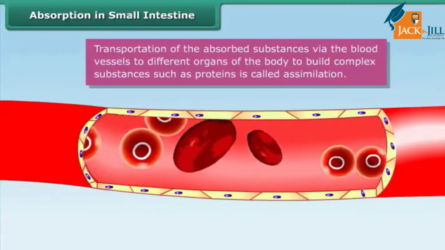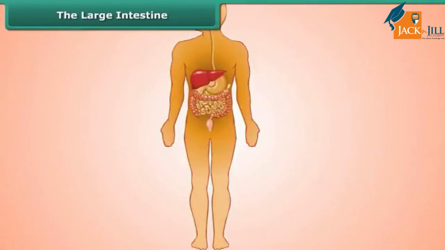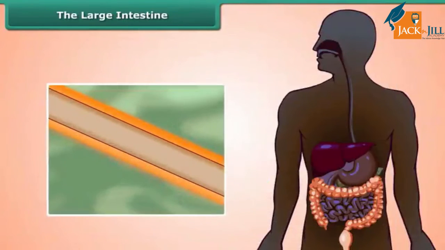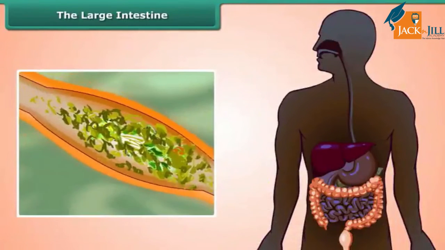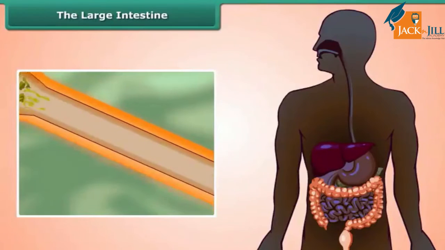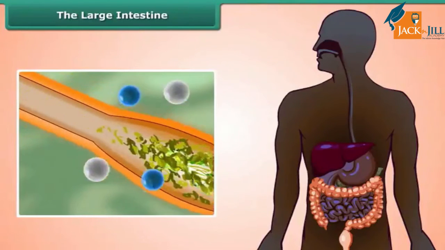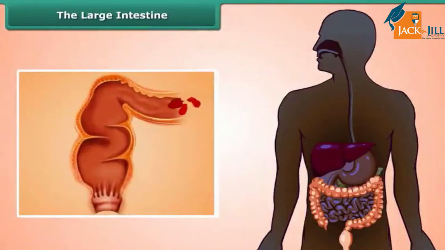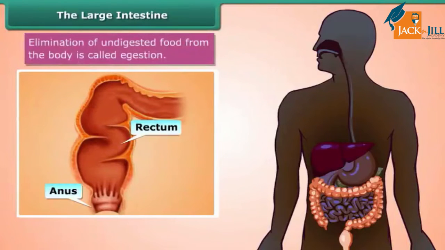This is called assimilation. When chyme gets into the large intestine, it absorbs most of the water and some salts out of the undigested food. This step is important because recovering water keeps us safe from getting dehydrated. Once most of the water is gone, solid waste moves to the last part of the large intestine called the rectum, and the fecal matter is removed through the anus. This is called egestion. So, this way the human digestion completes.